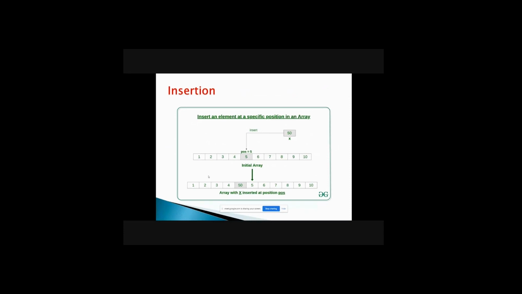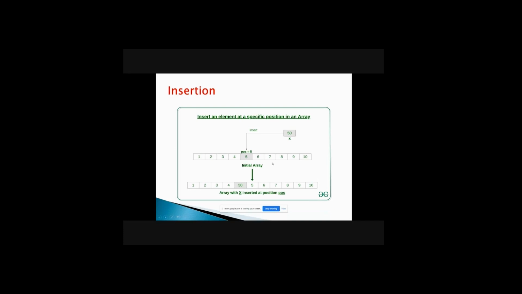You will understand how insertion can be done. Assume I have 10 elements, so my size of an array is 10, where I've stored 1, 2, 3 to 10 in all these positions. So that is my existing array. Now I want to insert a new element, that is 50, in the position 5.